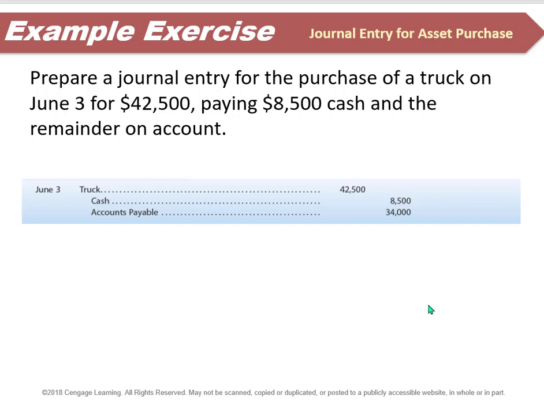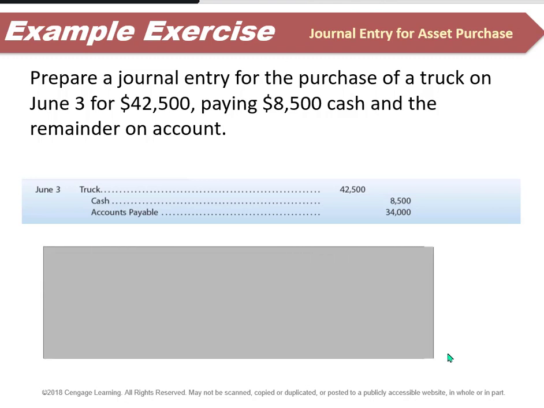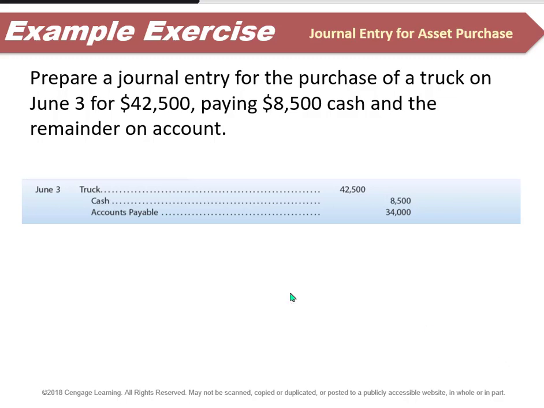Here we are. So now we're going to do a journal entry for the purchase of a truck for $42,500, paying cash and the remainder on account. Let's do that here. All the answers right here, isn't it? They bought the truck. The truck is worth $42,500, so debit the truck. And we paid $8,500 in cash, credit cash. And then the remainder would be $34,000, and that would be in accounts payable.